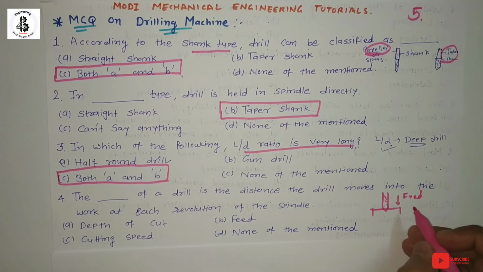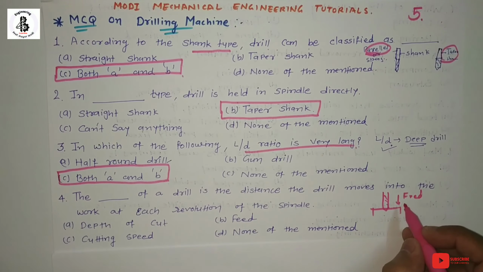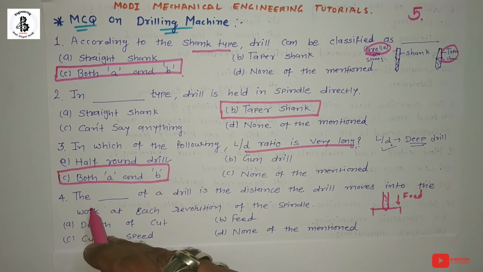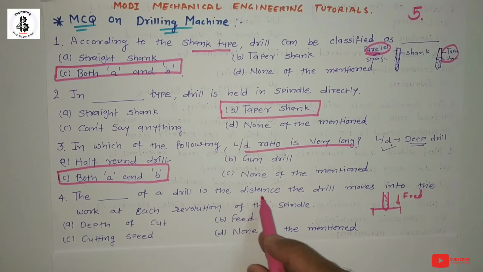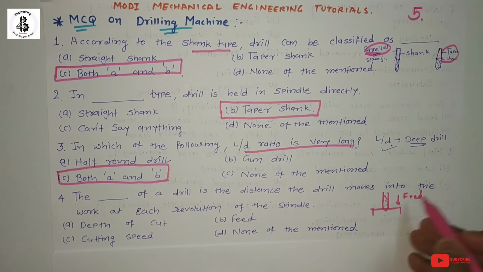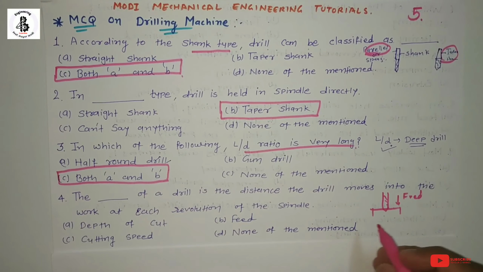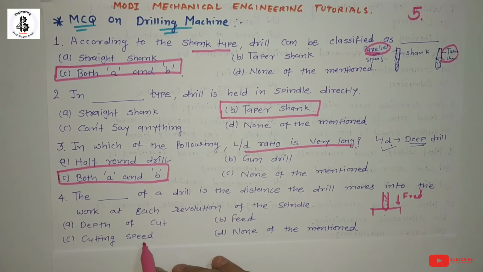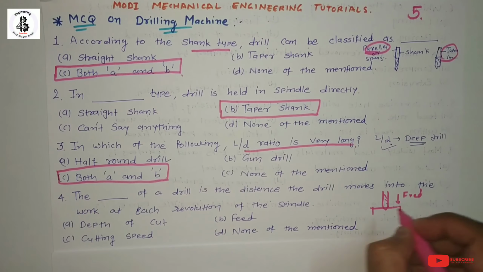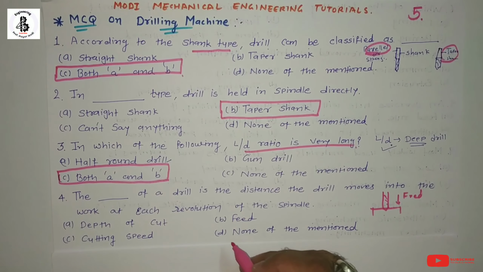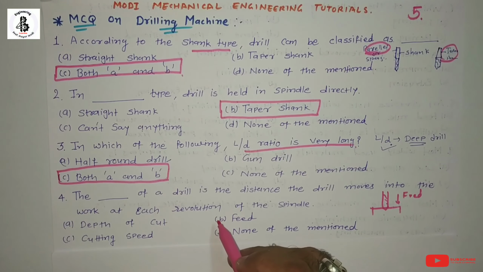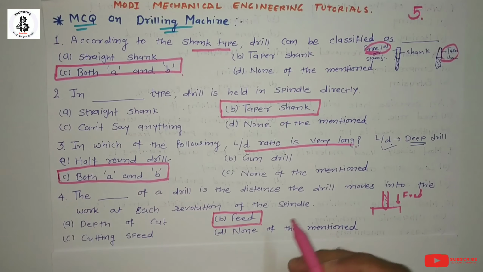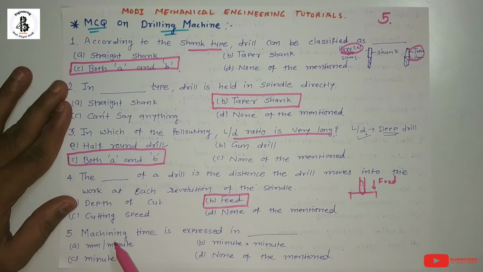So basically feed is provided during the drilling operation to make a hole. So the feed of the drill is the distance the drill moves into the workpiece. That is called feed. The options are A, depth of cut, B, feed, C, cutting speed, and D, none of the mentioned. So according to this description, that distance is called feed, given for each revolution of the spindle. So option B. Then we will see the next question.